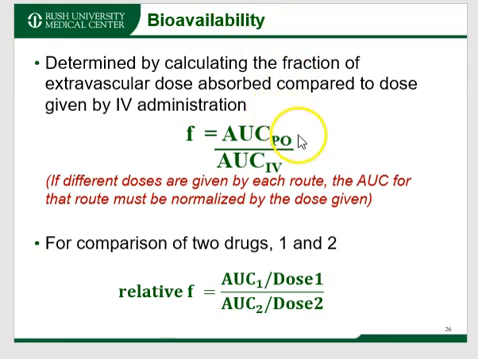Again, it's the area under the curve of the oral dose divided by the area under the curve of the IV dose. If you want to compare two different drugs, it can be the area under the curve of drug 1 or dose 1 divided by the area under the curve of drug 2 or dose 2. These are all clinically useful parameters, and we'll bring these concepts back again and again through this course, through this module, and through the curriculum as well.